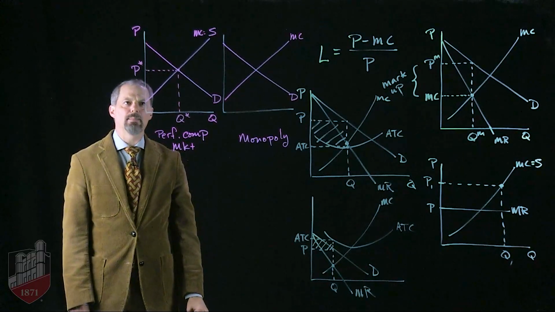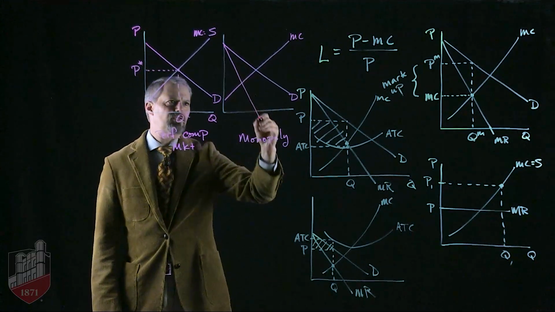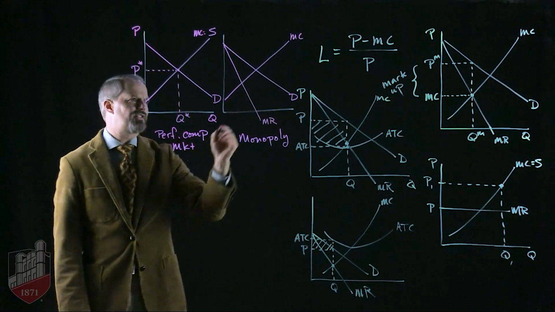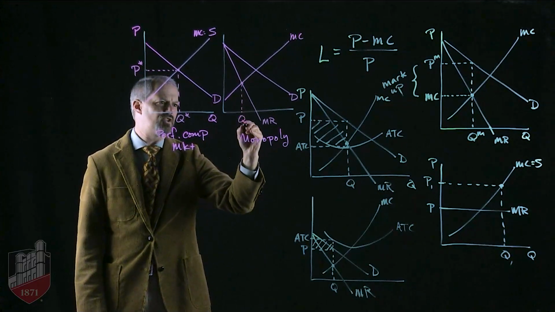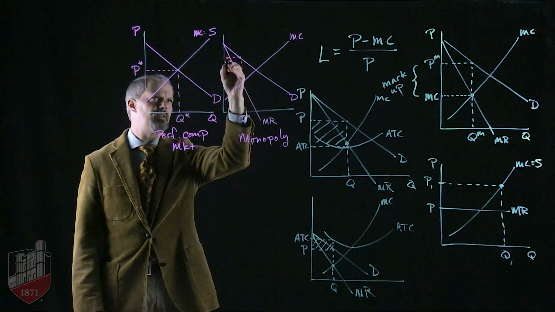So with the monopoly, remember the monopolist looks where marginal revenue and marginal cost are equal. So the quantity that they're going to produce would be right here, QM. And the price that they would charge would be up here. It would be PM.